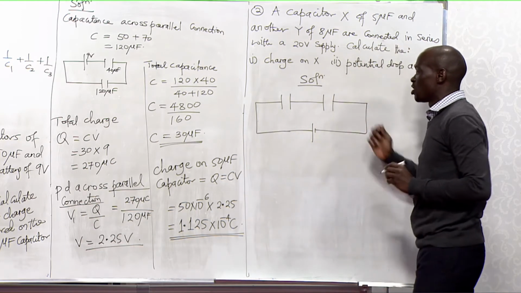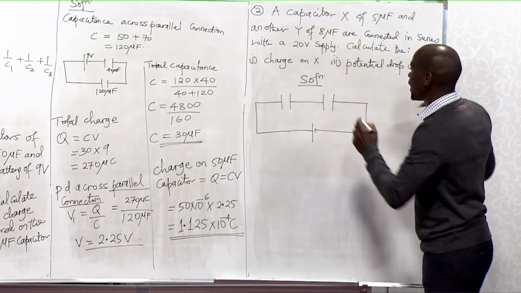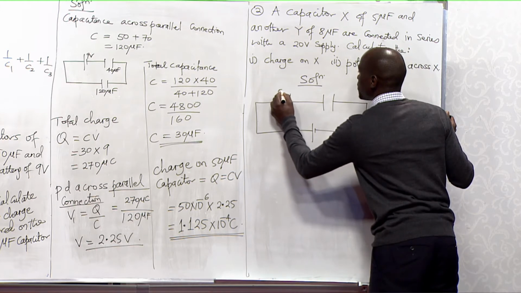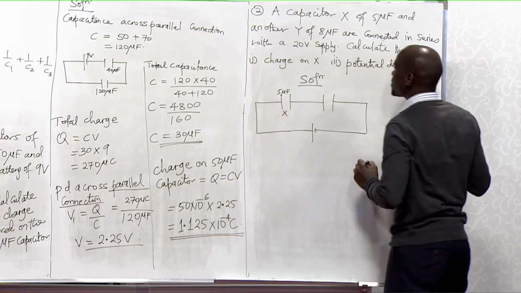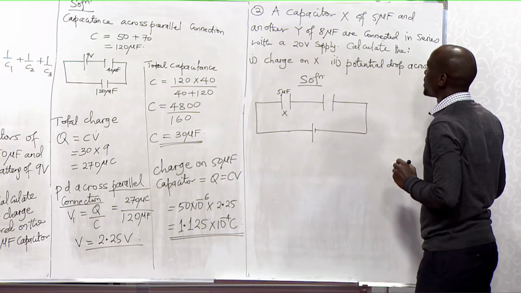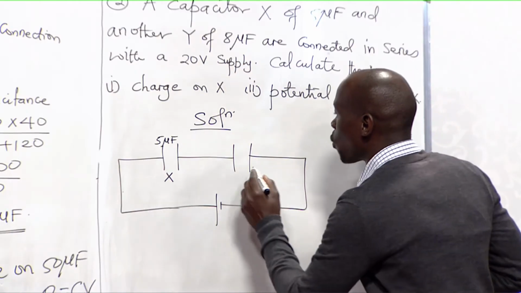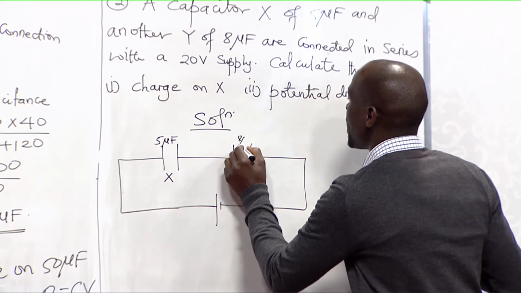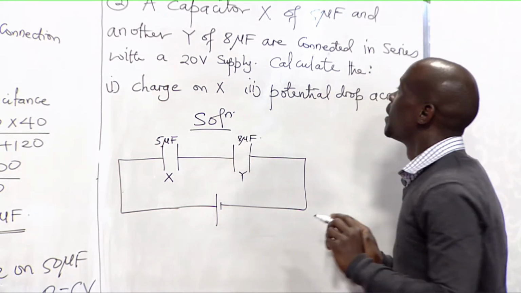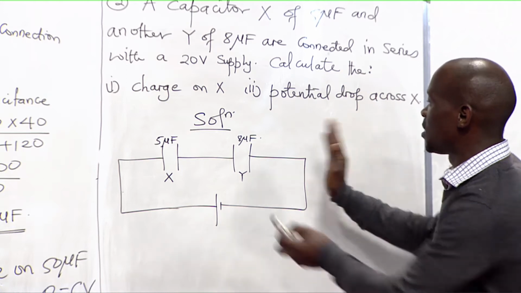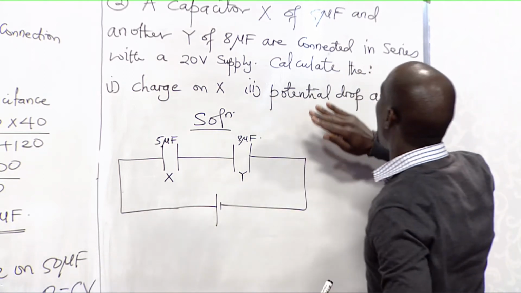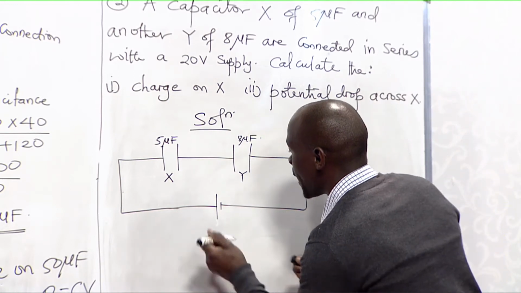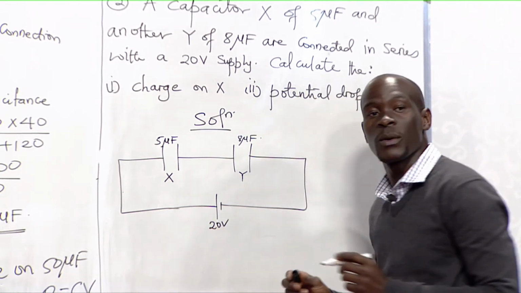From the interpretation, this is what we have. A capacitor X, suppose this is X, and it has a capacitance of 5 microfarads. And another, Y, has a capacitance of 8 microfarads. They are connected in series, this is the series bit, with a 20-volt supply. Here we are, 20-volt supply. Do you see how we are diagnosing the question, my dear candidates?